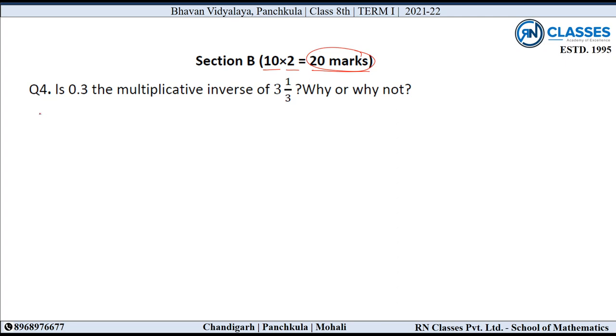Question number 4. Is 0.3 the multiplicative inverse of this? Why and why not? You have to specify the reason. Right, let's check. We have to find the multiplicative inverse of 3 1/3. First, convert it into an improper fraction. How?